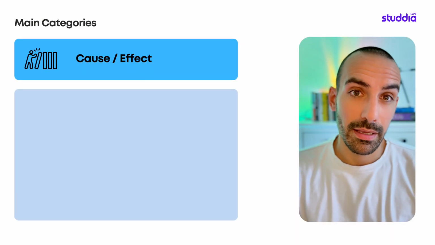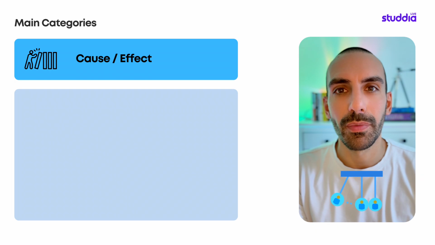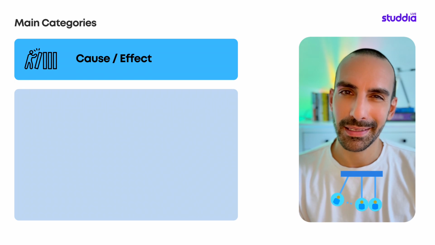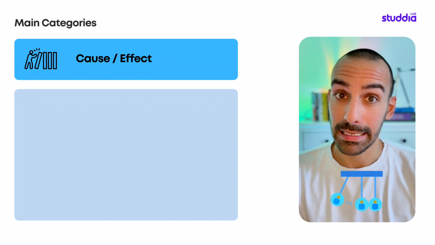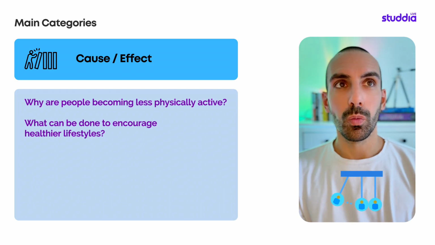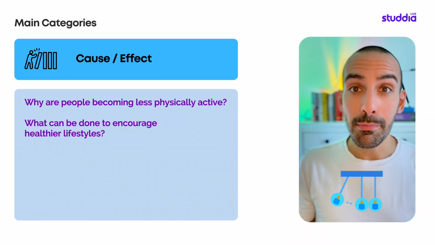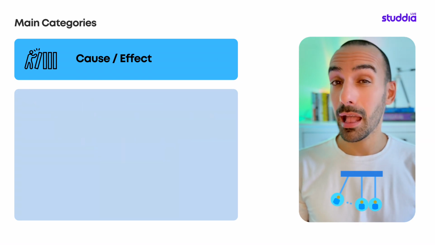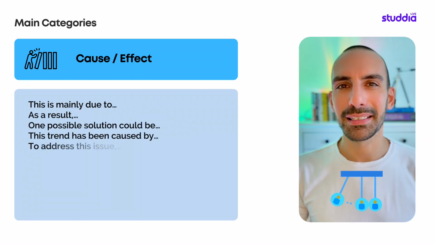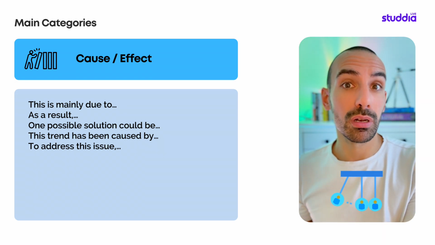The fourth category is cause and effect, and it often includes problem/solution questions. These questions ask you to explore why something is happening, what effects it's having, and in many cases, how it can be addressed. For example, you might get, why are people becoming less physically active? Or what can be done to encourage healthier lifestyles? These questions require logical explanation. You might say something like, this is mainly due to people spending more time at their desks.